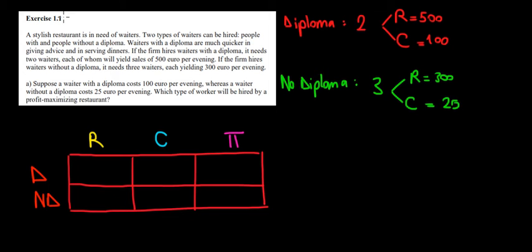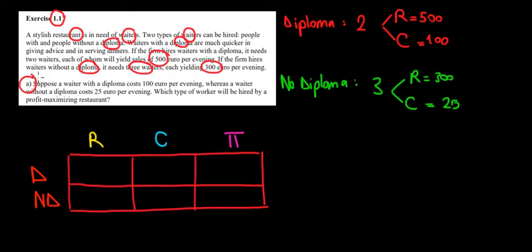Let's look at question 1 over here. So we have a restaurant that needs waiters. Now there's two types of waiters. There could be people with and without a diploma. Now waiters with diploma are quicker, and therefore the restaurant only needs 2 of them, and they yield sales of 500 euros each per evening. Now if the firm hires waiters without a diploma, it needs 3 waiters, and they yield 300 euros per evening.